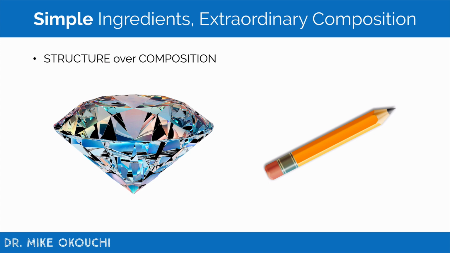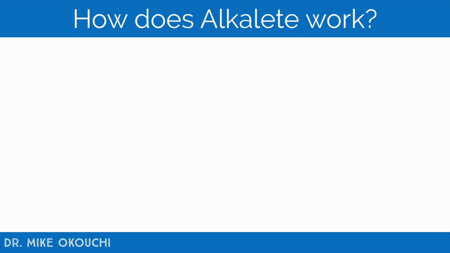So when we take a look at the components of Alkaline, we've put them into a different structure. It's a diamond versus just plain old graphite. And when we put it into this structure, it creates a whole slew of physiological effects that are very different than if you were to take those things separately.